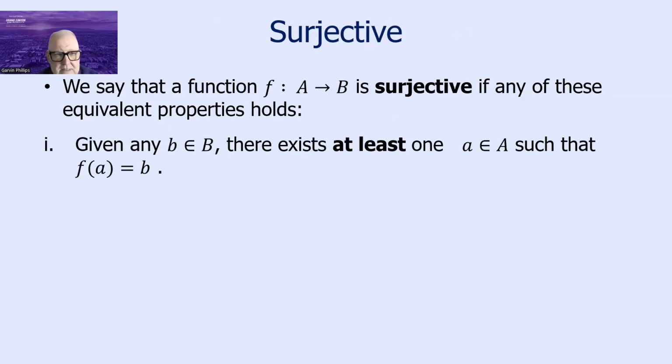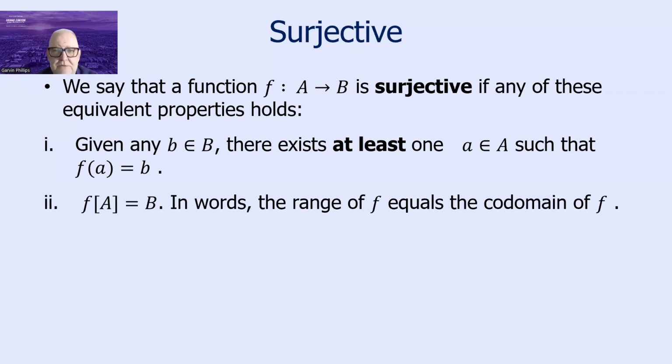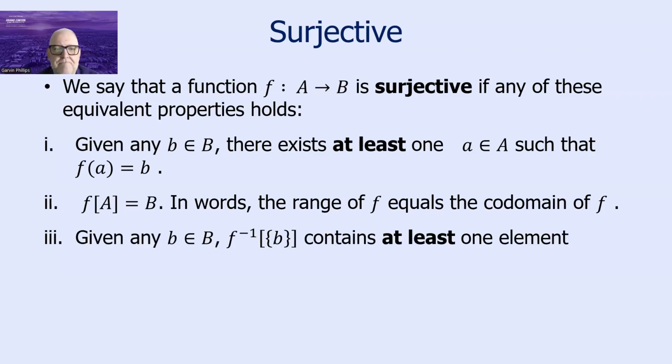So if I have a B in my set B, there exists at least one A such that f of A equals B. So that means everything in my codomain must be in my range. That's pretty powerful, and that's hard to prove. So that one's tougher. F of A is equal to B. This is, in words, the range of F equals the codomain of F. Again, challenging to prove. It's easier to look at this as a test condition, but it's hard to prove surjectivity.